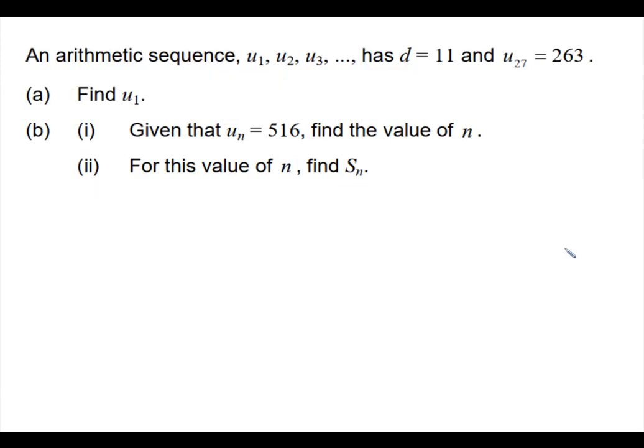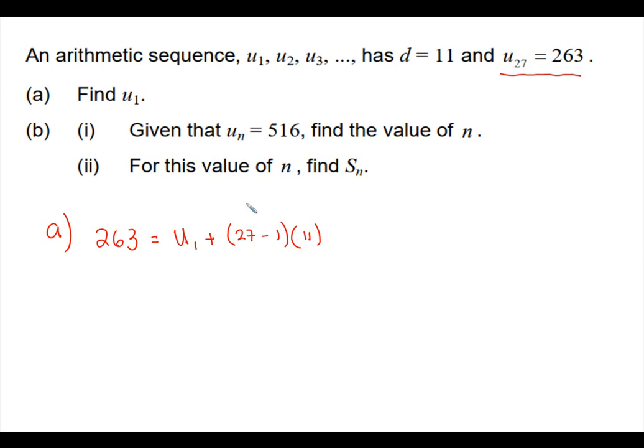Alright, so let's take a look at this next example here. So we have an arithmetic sequence, right? It says the first, second, and third term, right? And it has d is equal to 11, and the 27th term is 263. So part A says we need to find the first term, okay? Well, we're going to use this information right here. So we know the 27th term is 263. So 263 is going to equal, well, whatever the first term is, plus n, in this case it would be 27, minus 1 times d, which they gave us is 11.